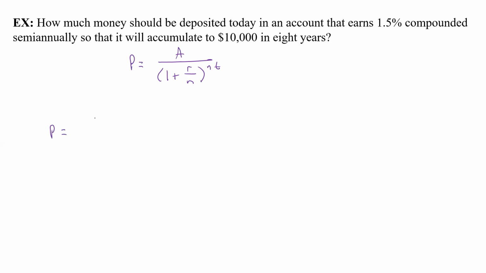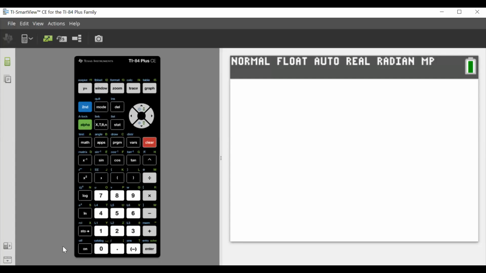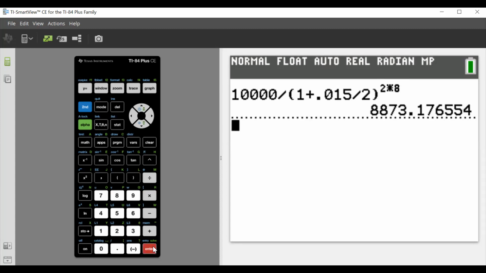So principal is going to be equal to, well, we want it to be 10,000 in the future. And it's going to be 1 plus 0.015. Semi-annually, that's 2 times. And then it's 2 times, and it's in 8 years. So we have 8. And so the principal now, go back to our calculator. And so we're going to have here 10,000 divided by, and we want to put this in parentheses, 1 plus 0.015 divided by 2, and that's to the power 2 times 8.